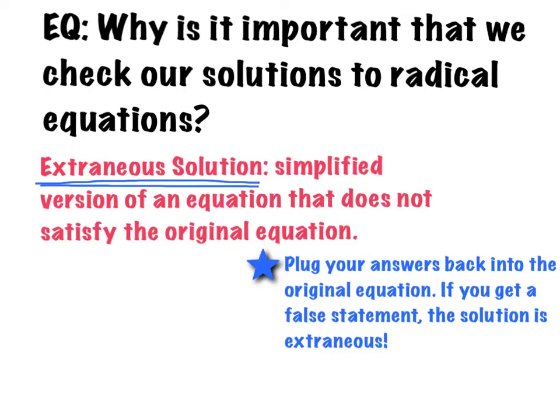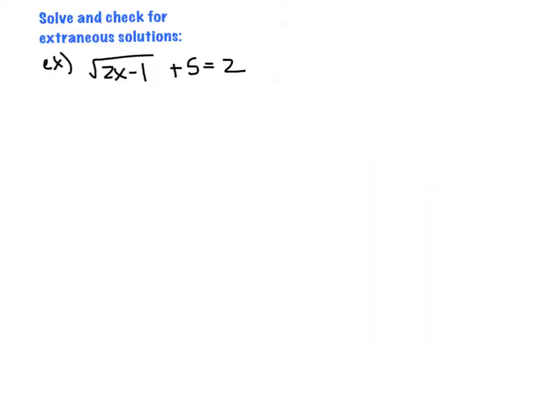The way that we figure that out is you just plug your answers back into the original. And if you get a false statement, like 5 equals -5, that's not true, then whatever solution you used to get that false statement is extraneous. Alright, so let's actually look at what that looks like.